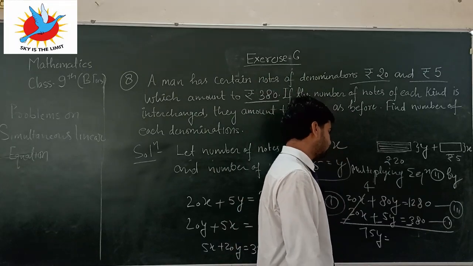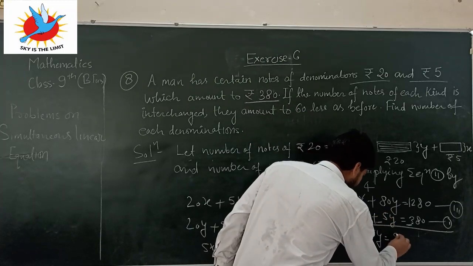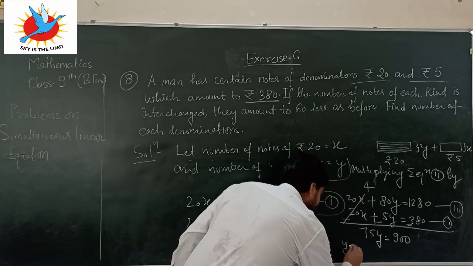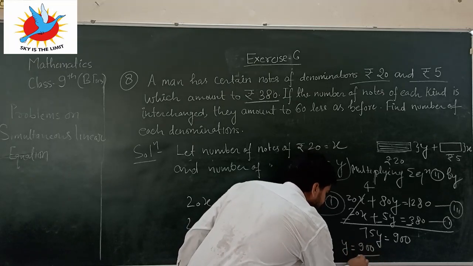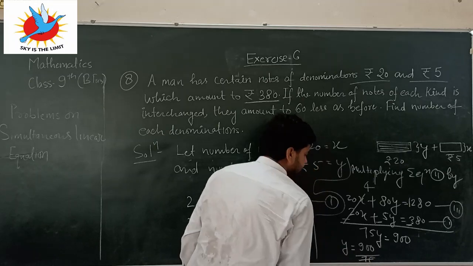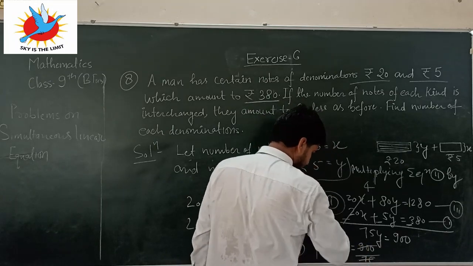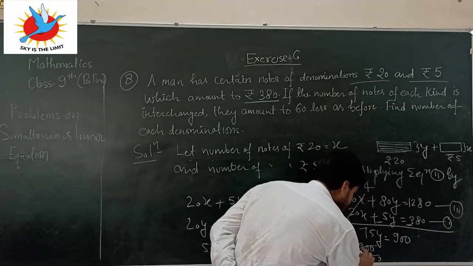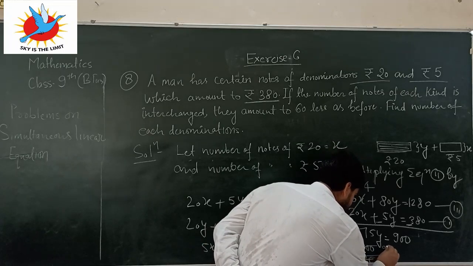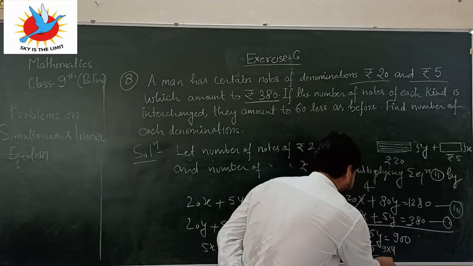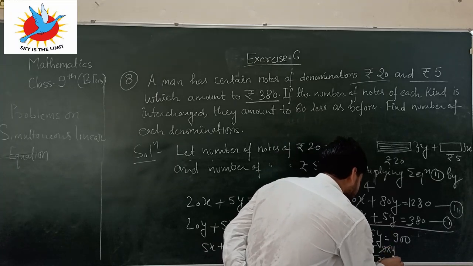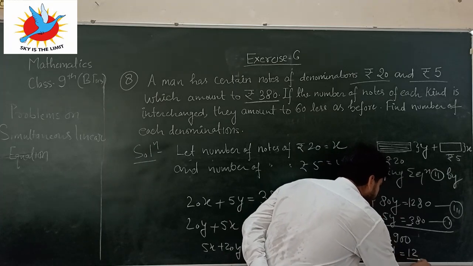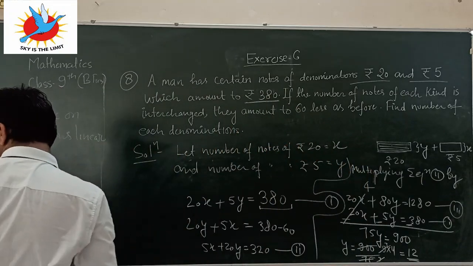1280 minus 80, that is 1200. 1200 minus 300, that is 900. Okay, so 75y equal to 900. That means y will be equal to 900 divided by 75. Cutting by 25, we get 3 here and 36 here. Again dividing by 3, we get 12. So we got the value of y as 12.